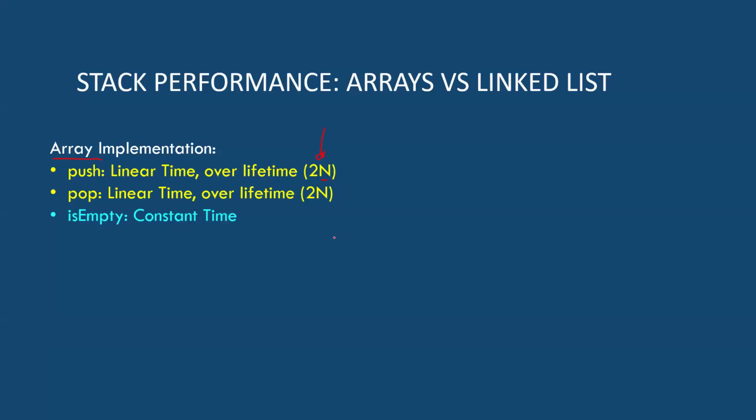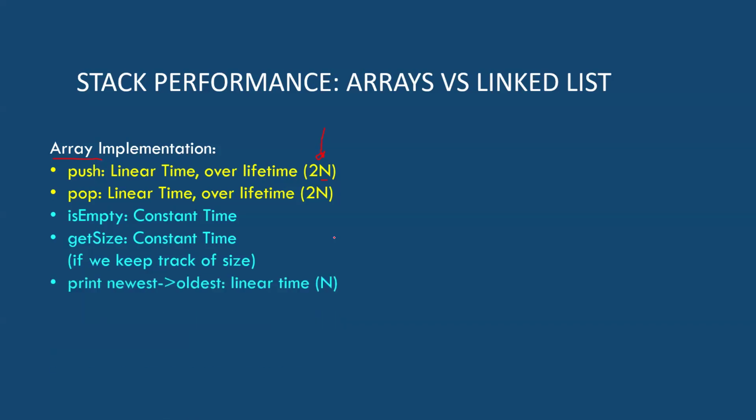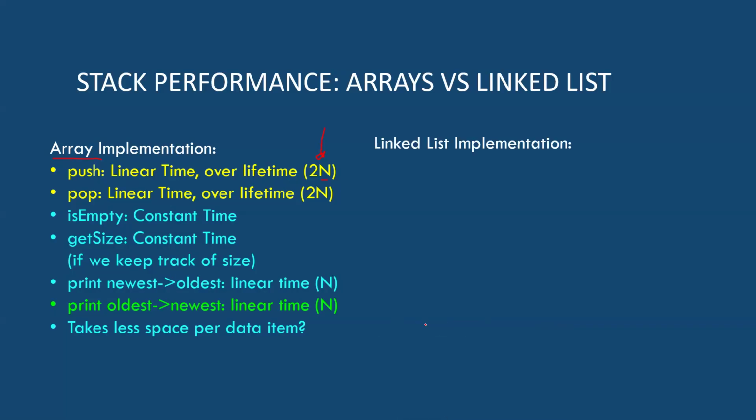Is empty and get size are constant calls. It doesn't cost us anything. Printing is linear time, of course, because we have to print n things. Oldest to newest is also linear time, so that's an advantage of arrays if we wanted to do it. And there are no pointers, so it takes less space per data item for sure, which is a nice thing.